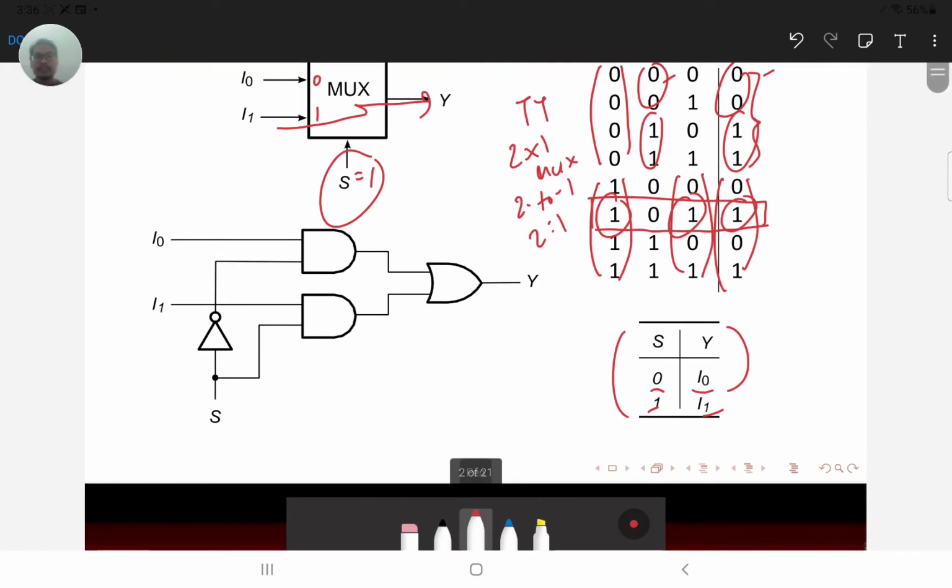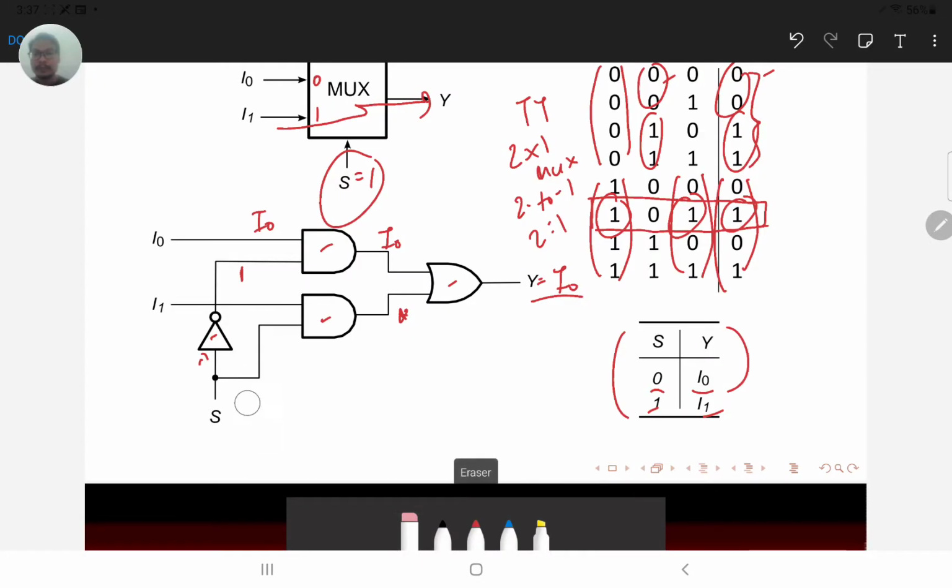Here is the gate level schematic of the 2-to-1 mux, where S connects to an inverter and to an AND-OR logic. If S equals 0, we know that y is going to equal I0. Let's see how it works. If we put 0 here, this one is going to be 1, and here is I0. So I0 and 1 gives you I0, and I0 plus whatever is in here gives I0.